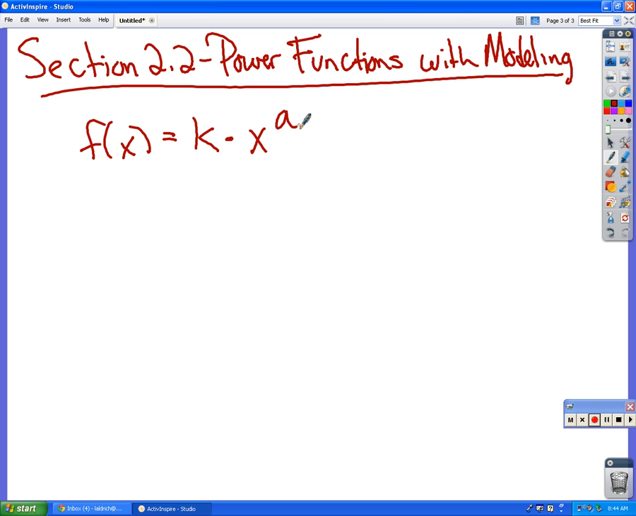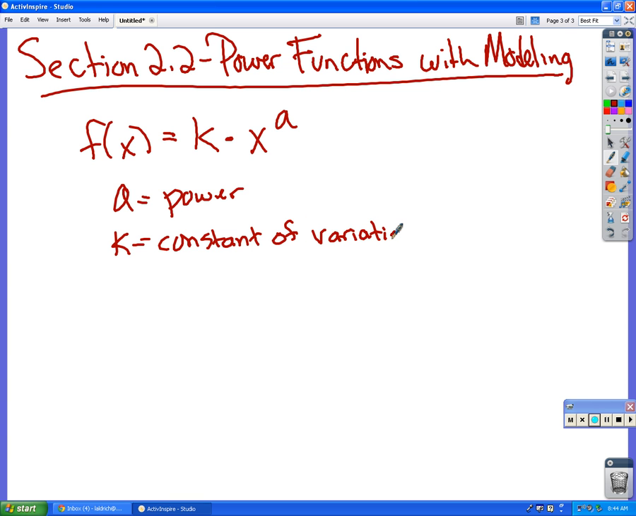These functions are called power functions, and a power function looks like this. It has a number times a variable being raised to a power. Okay? A, not surprisingly, hopefully, is called the power. K is the constant of variation. And that's all you need to know. Okay?